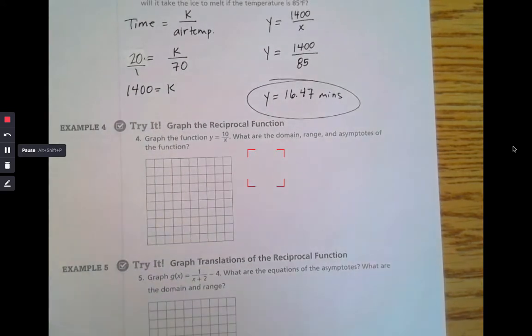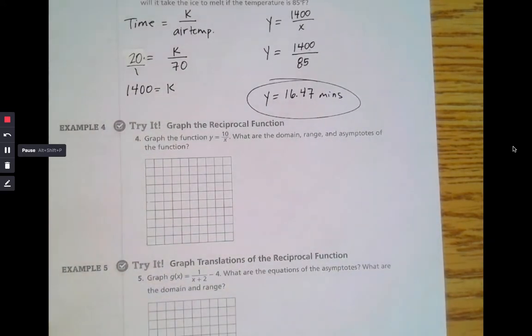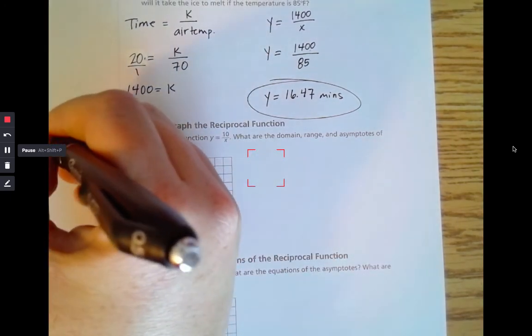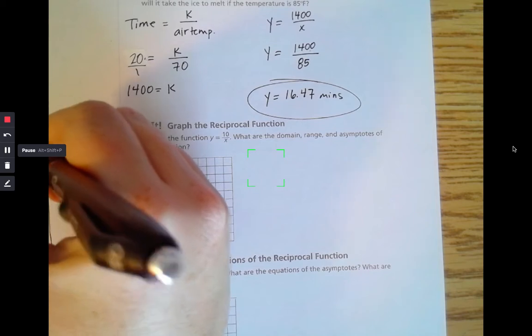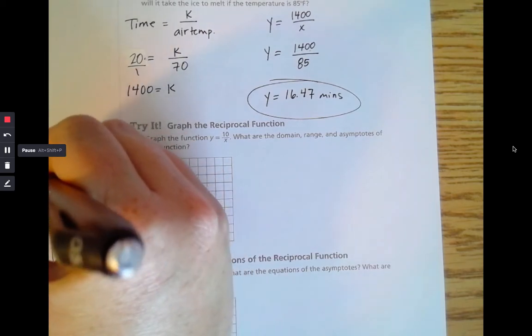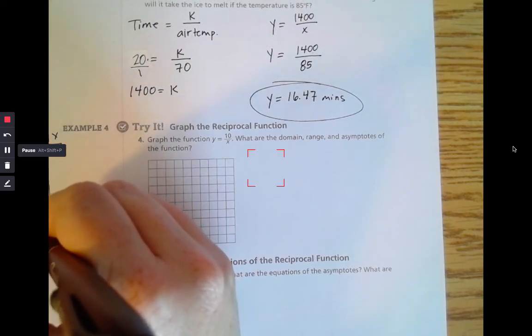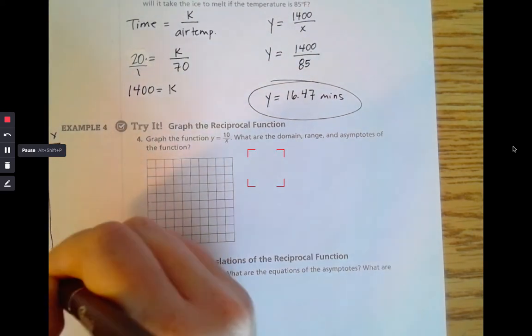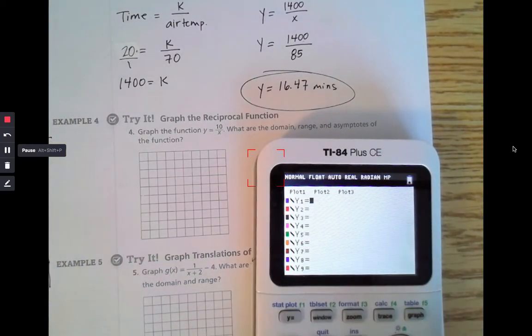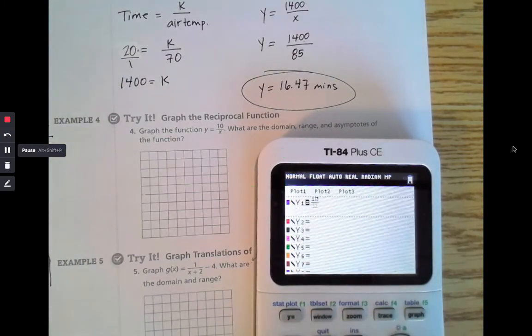All right, graph the function and find the domain, range, and asymptotes of the function. Asymptote is probably a new word that you have yet to hear of. So we're going to make ourselves a table. It's going to go from -5 to +5: -5, -4, -3, -2, -1, 0, 1, 2, 3, 4, and 5. And I'm going to go to y equals and put 10 over x.